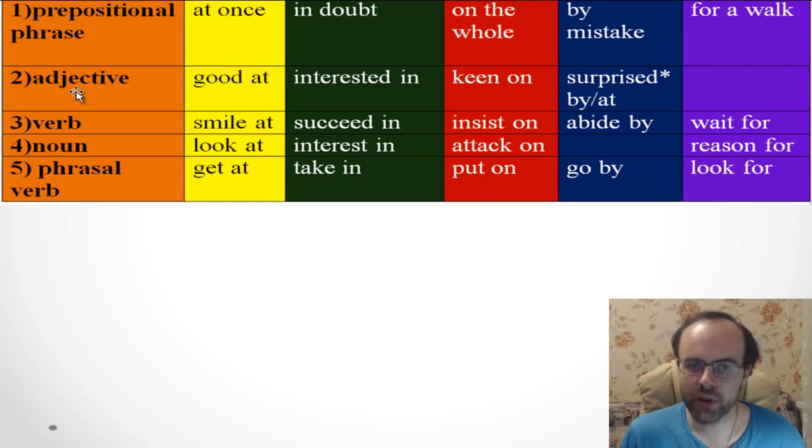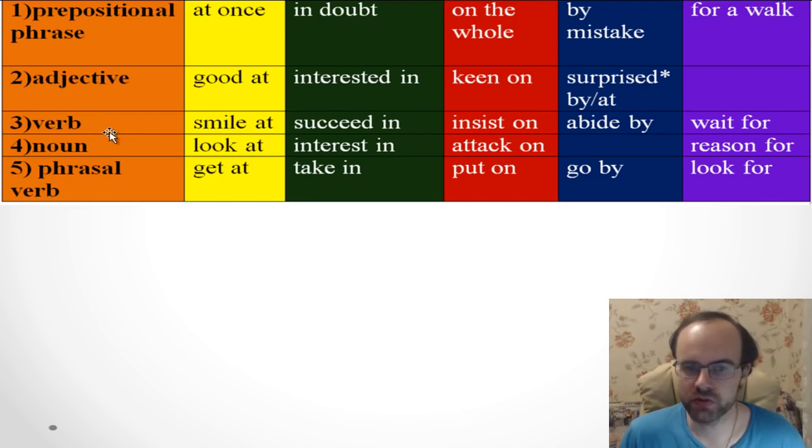Secondly, you need to pay attention to prepositions with adjectives. For example, good at. I'm good at English. Interested in. I'm interested in foreign languages. Keen on. I'm keen on music. Then, surprised by or at, you know that we can use surprised with by or at. So, I'm really surprised by your ability to record so many lessons of supreme quality. Supreme means very, very high quality.